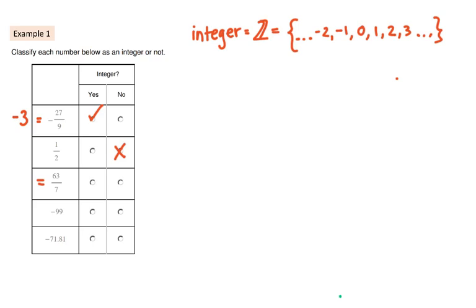63 over 7 does simplify. It's just the number 9. So yes, it is an integer. Negative 99, it's just a nice round counting number, and so that is an integer. Negative 71.81, this is a decimal that we cannot simplify to be a nice round counting number, whether positive or negative. So we would say no in this case.